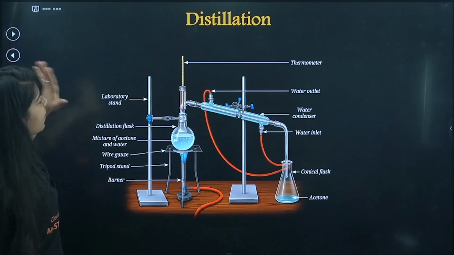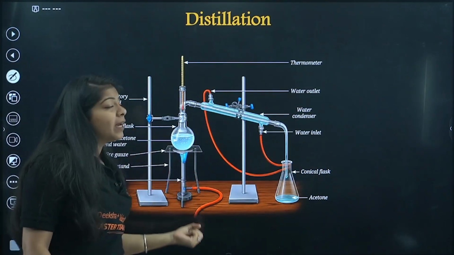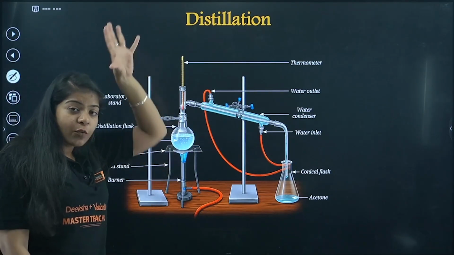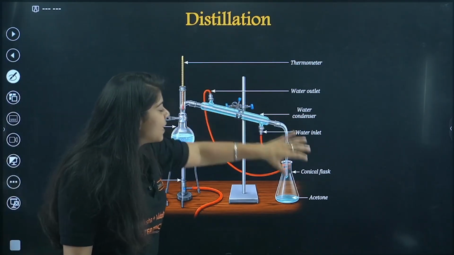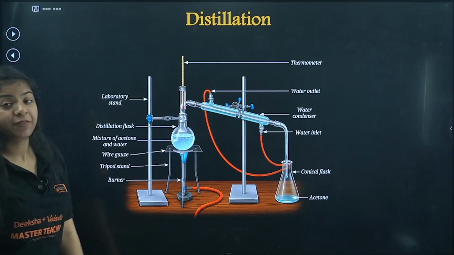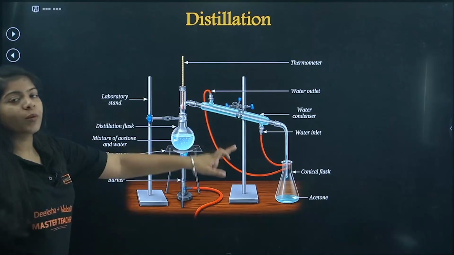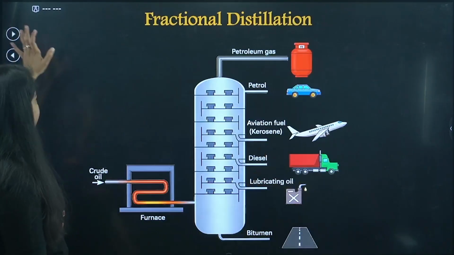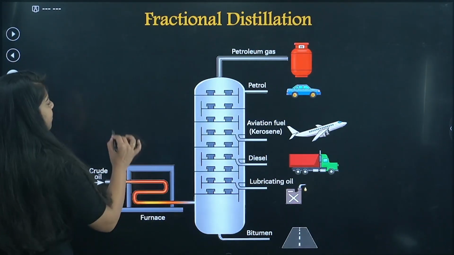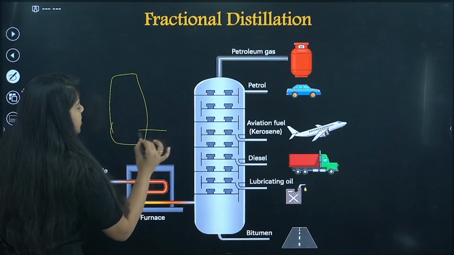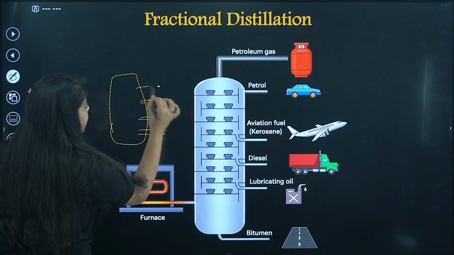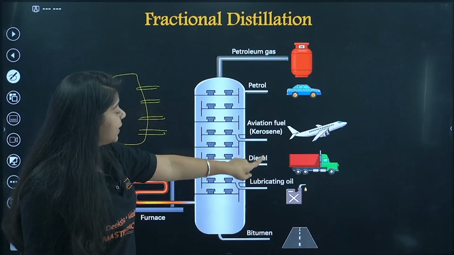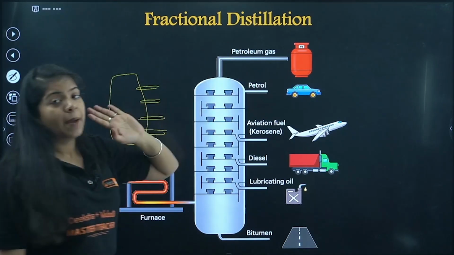Okay, then beta we have distillation. Now we vaporize the substance, it goes into the air. But what we do in distillation, we trap those vapors, we condense them in a separate conical flask. Again, not so much detail, but the basic diagram is necessary. Then fractional distillation, simply make a box and do this at each level. These levels you should remember. First is lubricating oil, then diesel, then aviation fuel, then petrol, then petroleum gas.